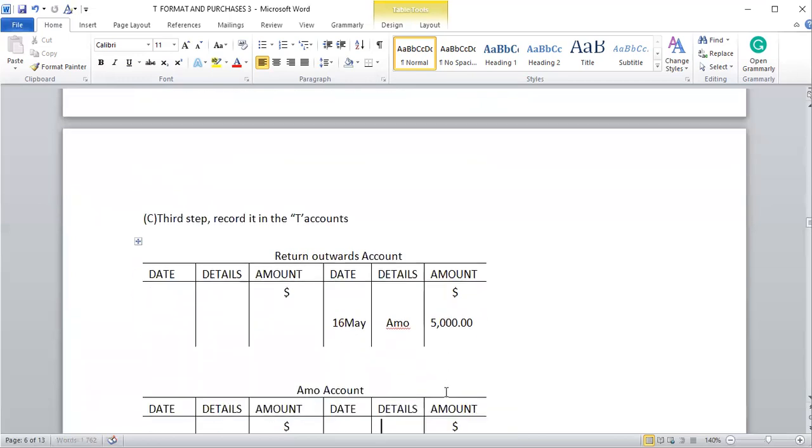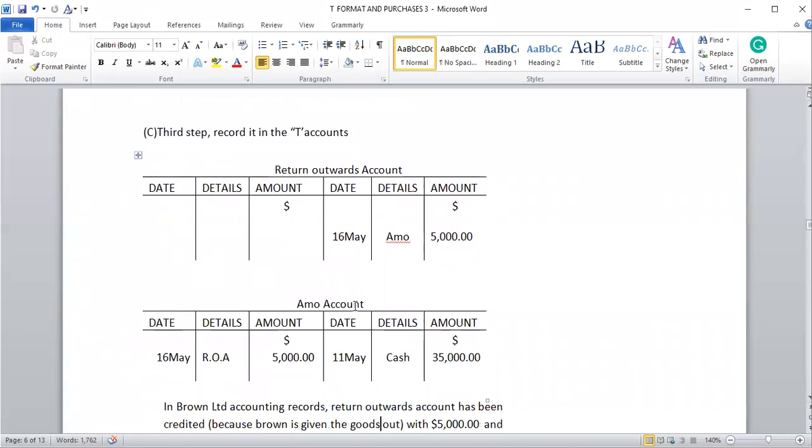So let us look at Mr. Amo's account. Mr. Amo's account has been what? Debited with the amount, because Mr. Amo is receiving the goods. So we come to the dates. 16 May, details ROA, meaning return at loss account. That's where the corresponding entry will be found. And the amount involved is what? $5,000. First, when the goods were purchased from Mr. Amo, it was credited because he was giving out the goods, and the goods that he gave out was $35,000, and $5,000 has been returned to him.